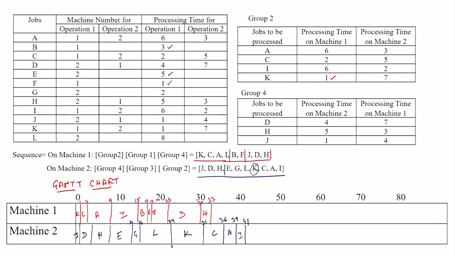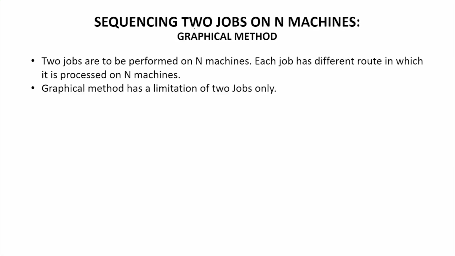Now, we are coming to a new case, that is we are using 2 jobs and n machines. Earlier it was a case of n jobs and 2 machines. Now, we are taking 2 jobs and n machines and we are applying the graphical method. Since it is a graphical method, it has a limitation that we can consider only 2 jobs.